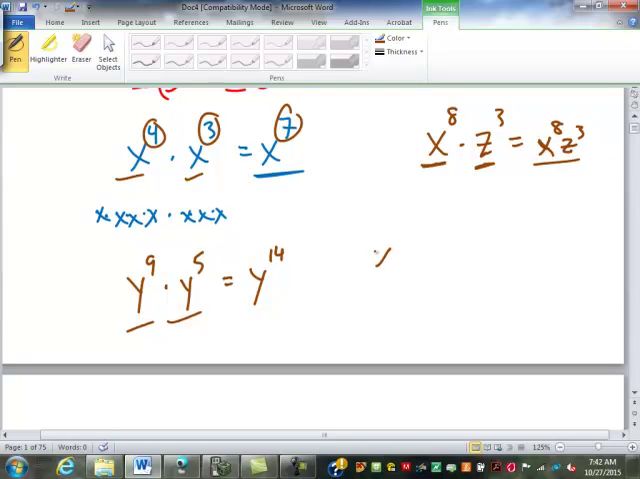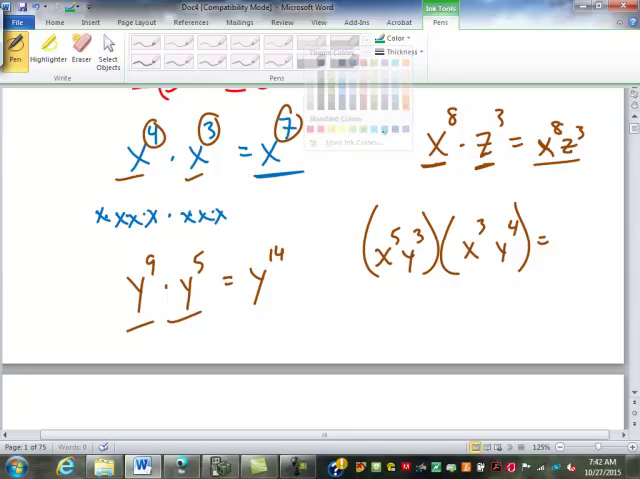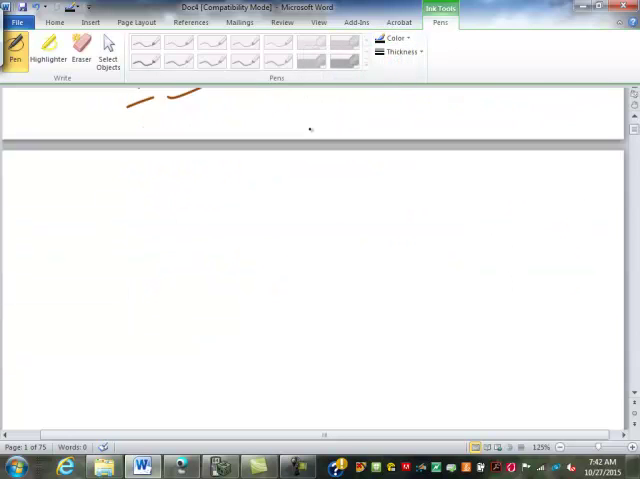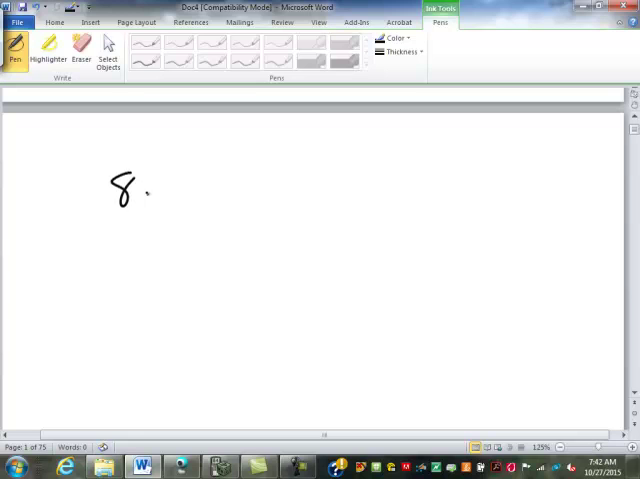So what if I have something like x to the 5th, y to the 3rd times x to the 3rd, y to the 4th? Well, I can combine each name separately. What's x to the 5th times x to the 3rd? X to the 8th. Y to the 3rd times y to the 4th? Y to the 7th. And I can even throw numbers in there.